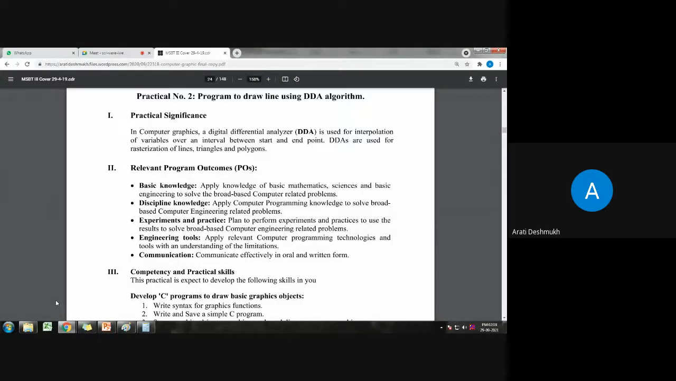The PO, or program outcome, of this experiment is basic knowledge, discipline knowledge, experiments and practice, engineering tools, and communication. So what is a DDA? DDA is the digital differential analyzer, which is used for the interpolation of variables in between the interval of starting and ending point. We draw triangles, lines, any kind of polygon using the line algorithm.